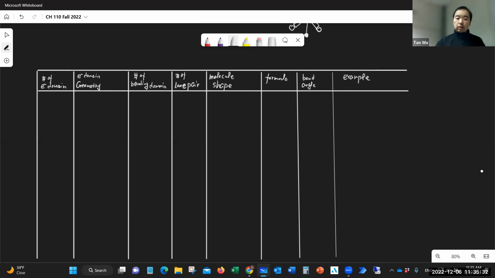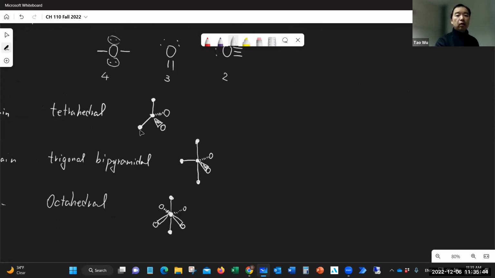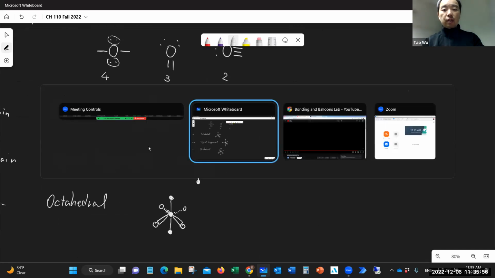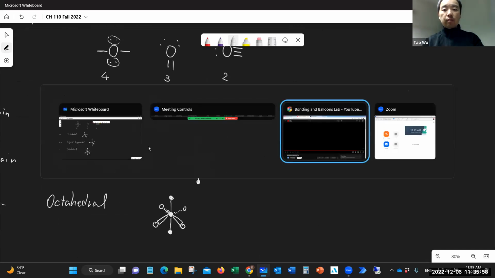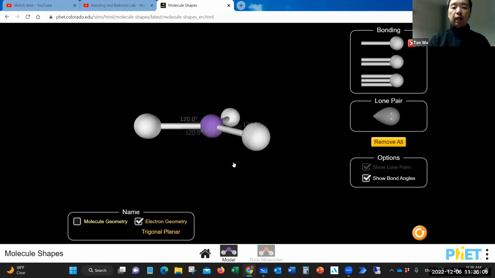Okay, so let's talk about those in detail. First of all, let me explain why the molecular shape is different. Why is it that the electron domain geometry cannot show exactly the molecule shape? Let me give you an example in the demo over here. For example, let's first talk about the 3 electron domains.